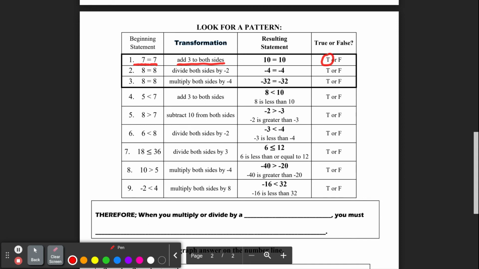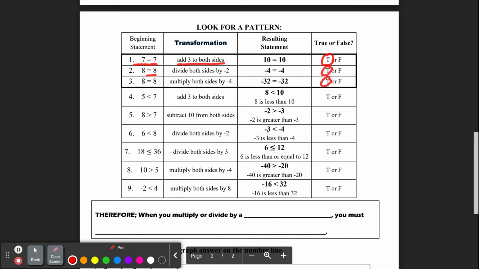Number 2, they start off with 8 is equal to 8. If you divide both sides by -2, you get -4 is equal to -4, which is a true statement. Number 3, 8 is equal to 8. If you multiply both sides by -4, you get -32 is equal to -32, which is true.